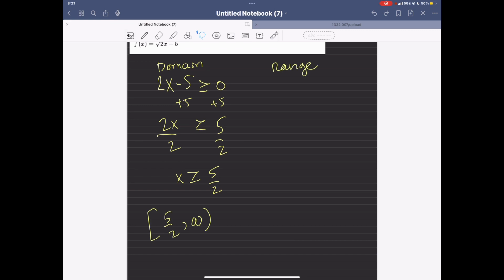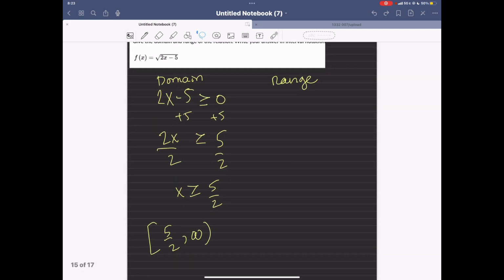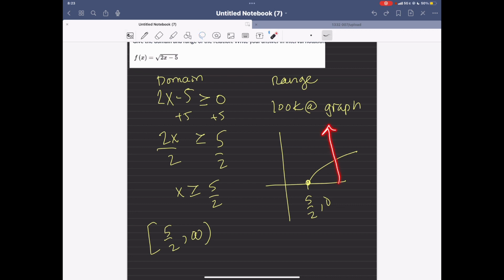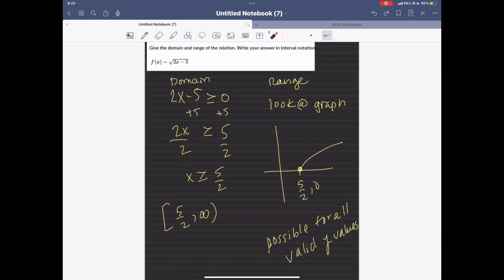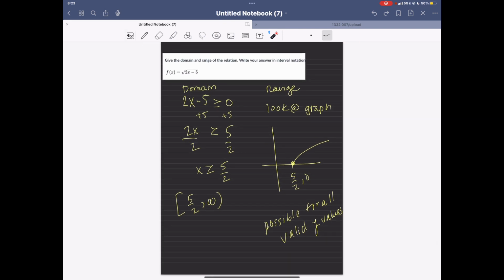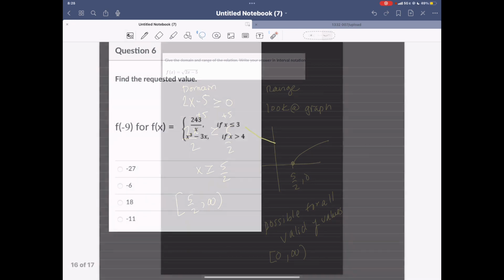And then for the range, we're going to need to look at the graph of this function. The graph of this function is going to start at 5 over 2, comma, 0. And since we're looking at the function, we're looking at y's. Nothing is stopping that function from approaching the y's. The y's go this way, and nothing's stopping it. So that means our function is possible for all valid y values. In interval notation, here's what it looks like: bracket 0, comma, positive infinity.